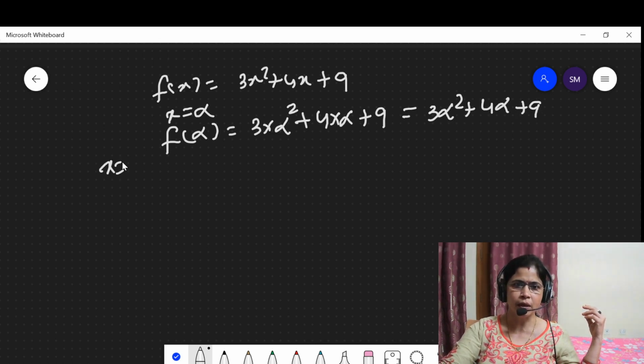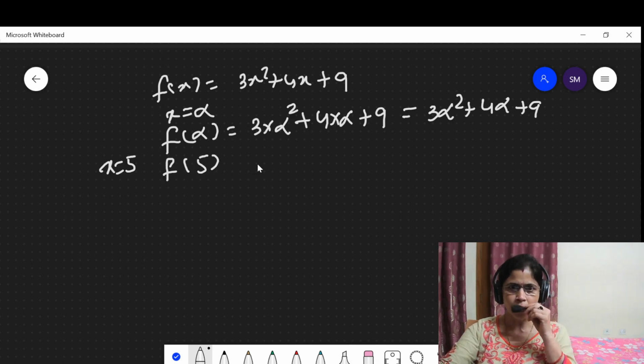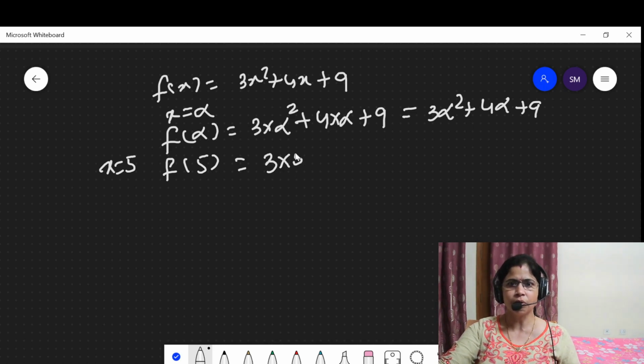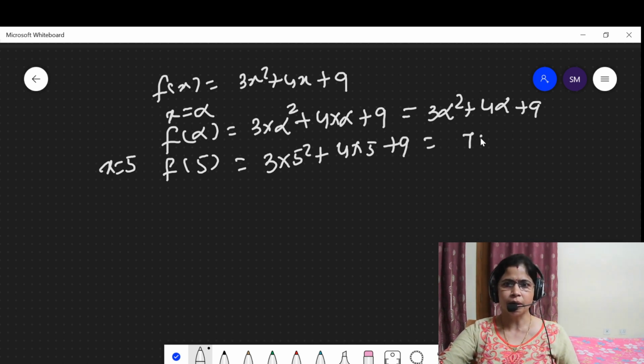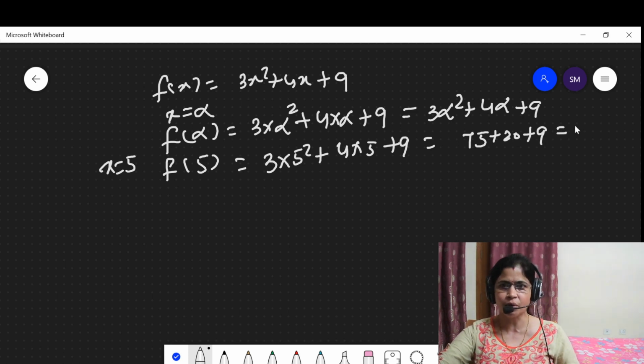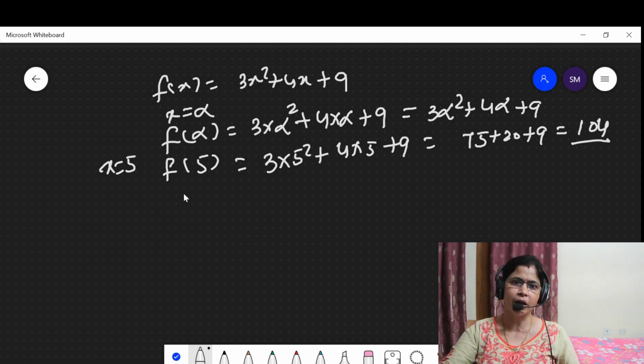Suppose we say x equal to 5. Then f(5) means the value of the polynomial at 5. This is 3 into 5 square plus 4 into 5 plus 9, which is equal to 75 plus 20 plus 9, which is equal to 104. This is called the value of the polynomial at x equal to 5.